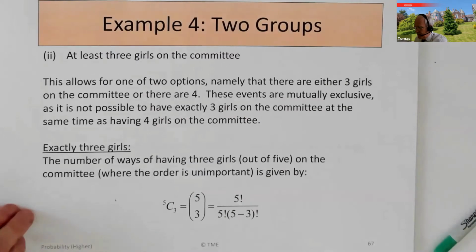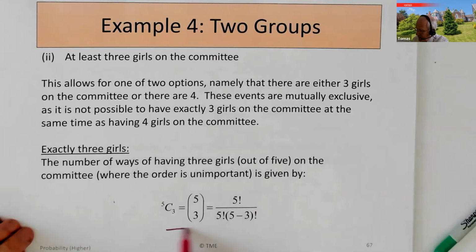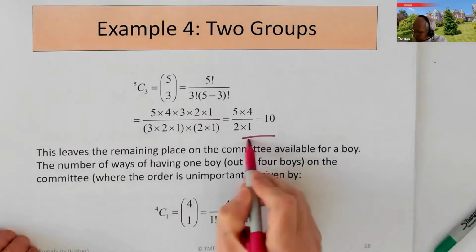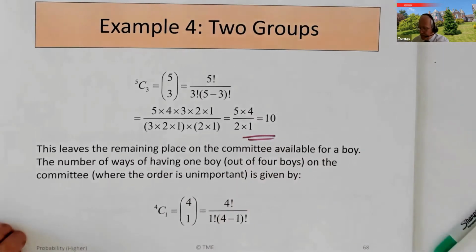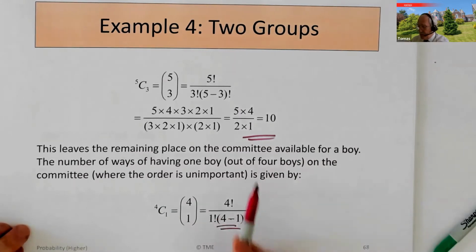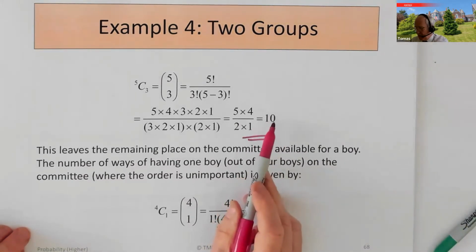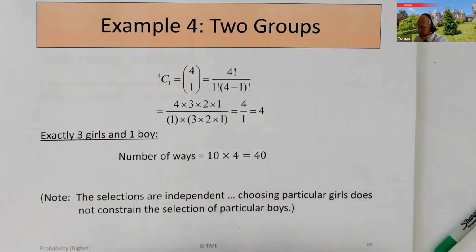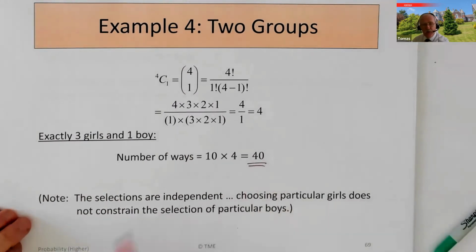So what I get here is, for exactly 3 girls, I get 5C3, which is 5 factorial over all of this, which turns out to be 10. This leaves the remaining place available for a boy, but there's 4 ways of getting the boy: boy 1, boy 2, boy 3, or boy 4. So, no matter what this combination is here, I can still pick any one of the boys, so it's that times that. So I end up with 40 ways in which I can have 3 girls on the committee.